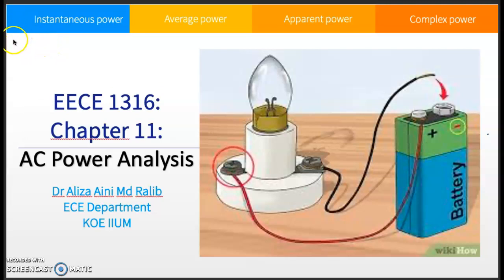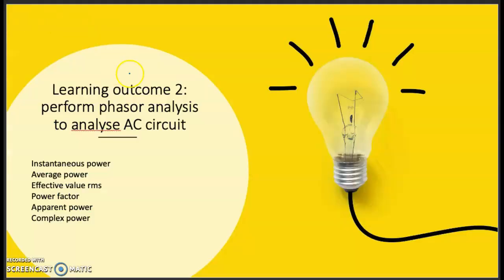So this is the continuation of the AC circuits, that is AC power analysis. What we are going to cover here is about AC power: instantaneous power, average power, apparent power, and also complex power. For this chapter, we are still in learning outcome number 2.